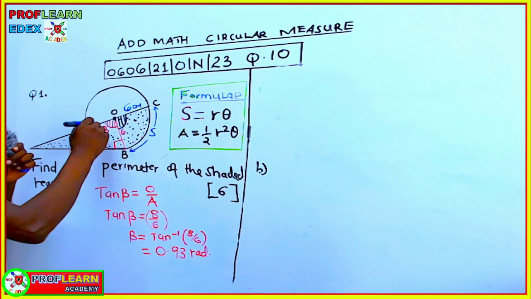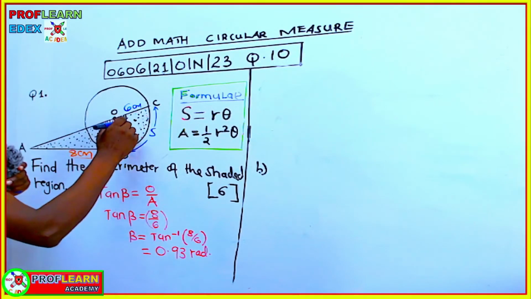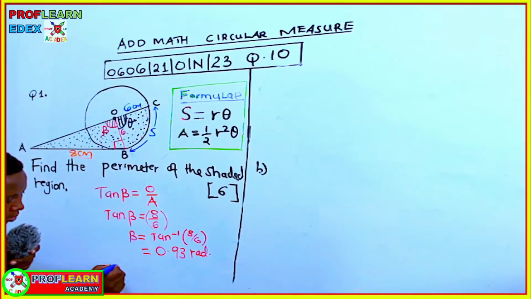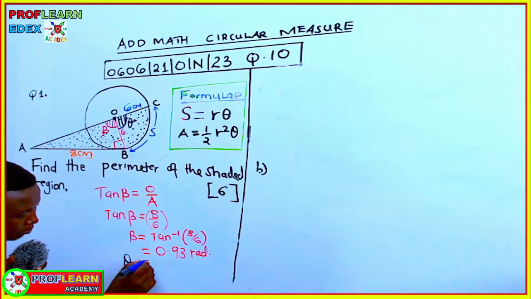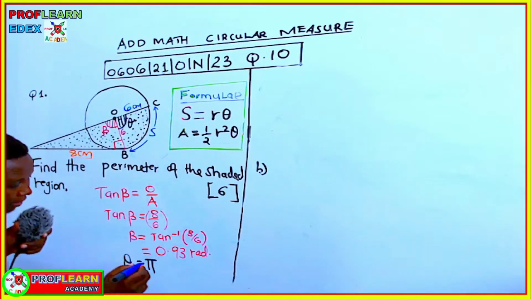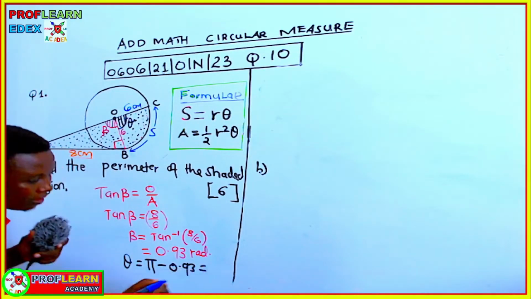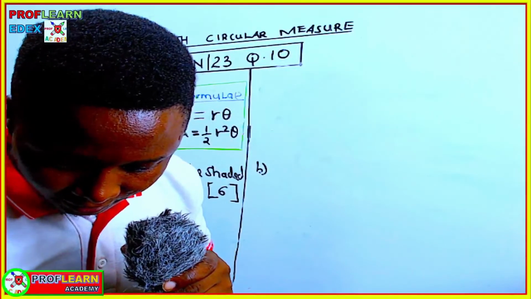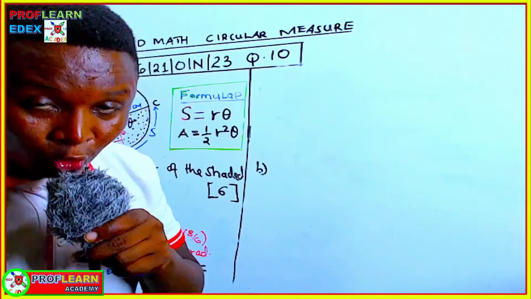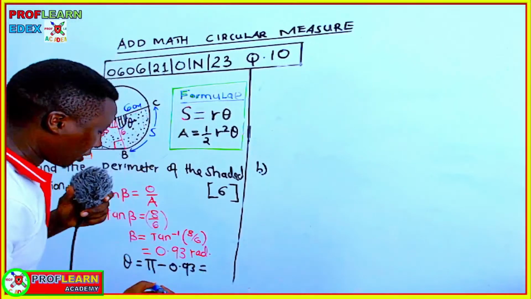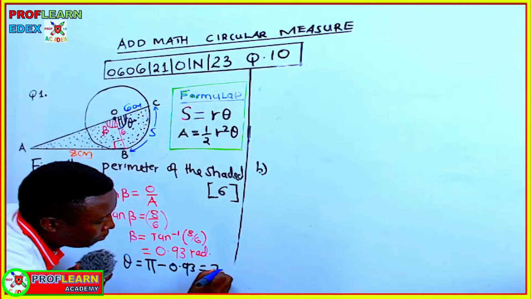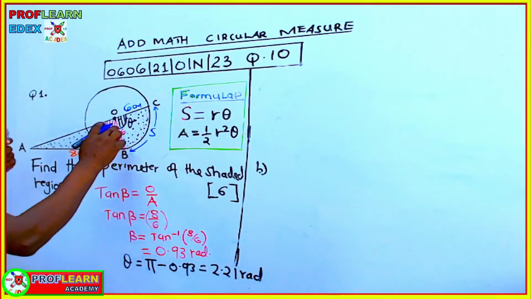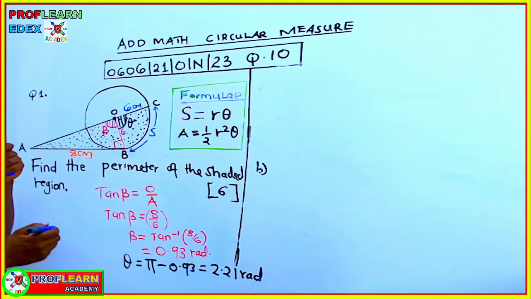Because this is a straight line, this is going to be our angle theta. So theta is going to be pi, which is 180 for a straight line, minus 0.93. If we work it out, pi minus the answer, we get 2.21. So this is 2.21 radians. The angle that we have at this given point is 2.21 radians.